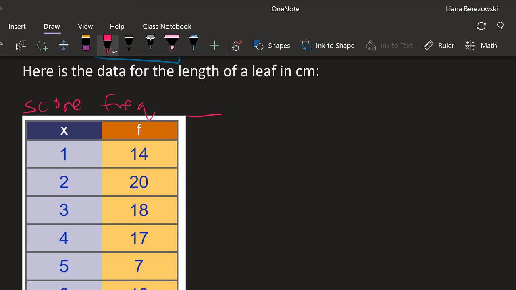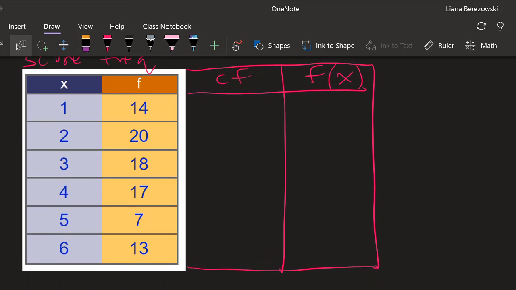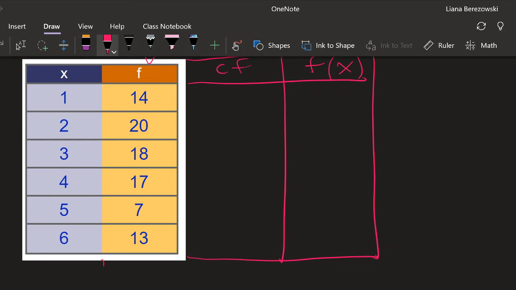We're going to add two more columns. We're going to add one for our cumulative frequency, because we want to practice doing that. And then we're going to add a fourth one here for our f of x. Another thing that we should add to this table that isn't already there is our sum of frequencies. Sum, remember, is that sigma letter. Sum of frequencies is what we get when we add up all of these numbers.